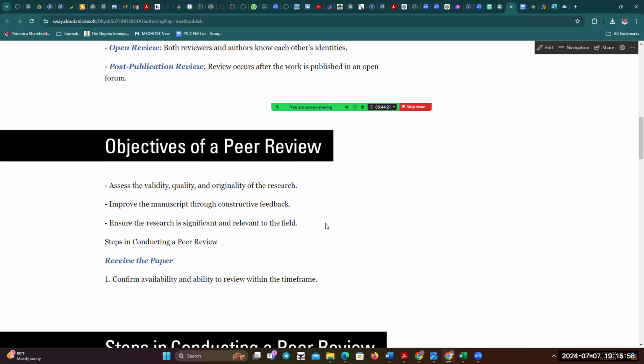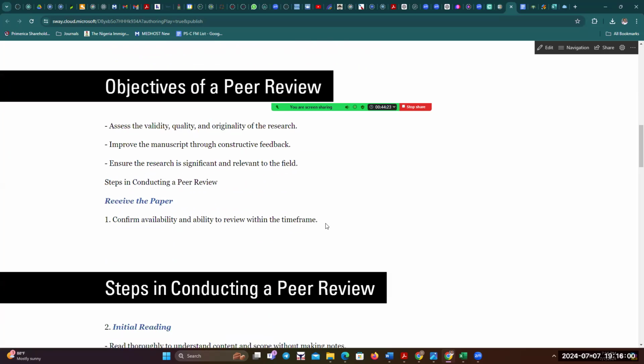So the objectives, as I've mentioned: assess the validity, quality, and originality of the research, improve the manuscript through constructive feedback, ensure the research is significant and relevant to the field. I've explained this when I was discussing the introduction part of this peer review.